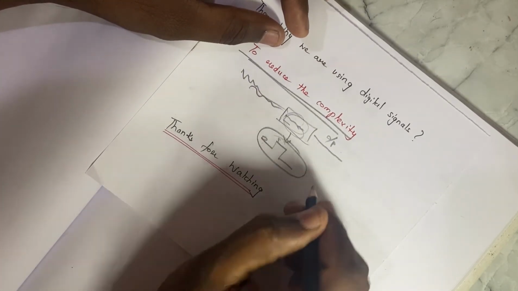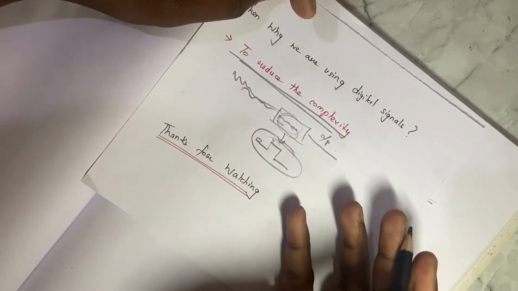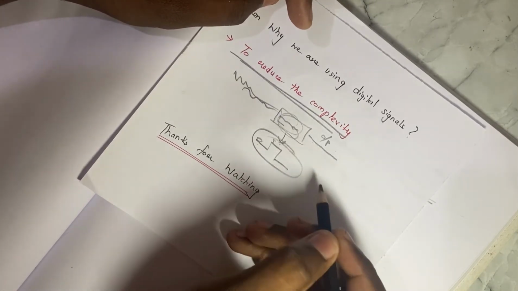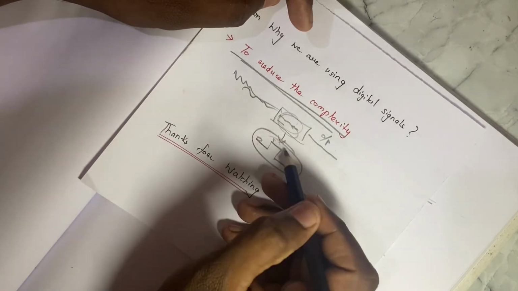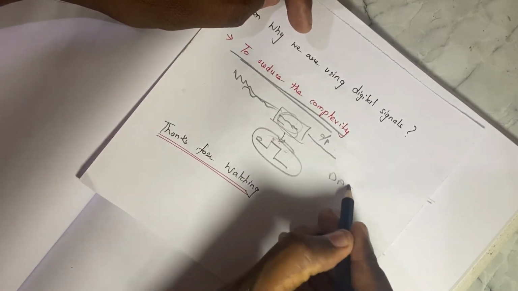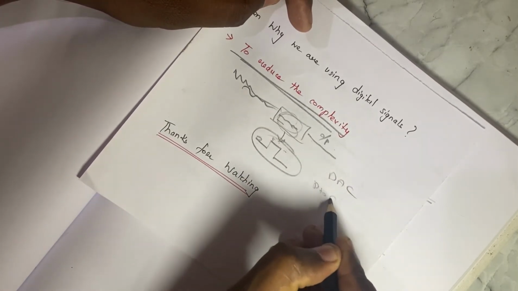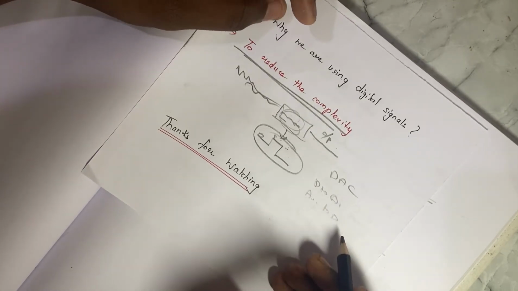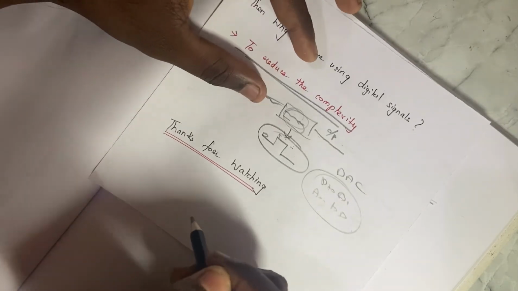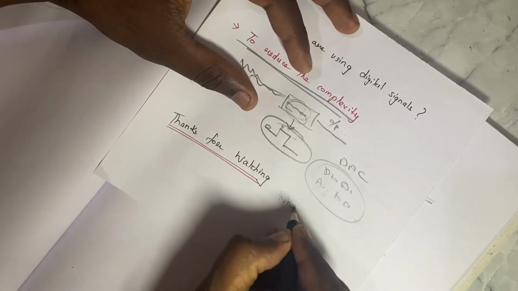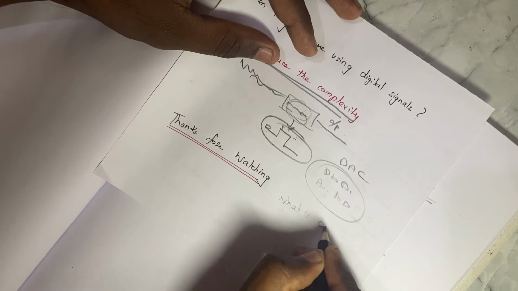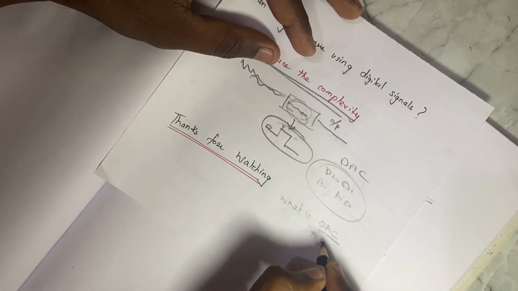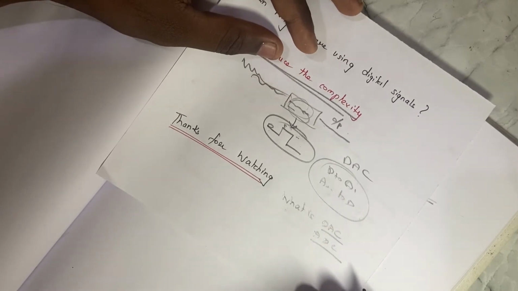In a typical system dealing with analog inputs and outputs, analog variables are digitalized at the input level with the help of an analog to digital converter, or digital to analog converter. So here we will raise a question: what is a DAC? Digital to analog converter, or ADC, analog to digital converter?